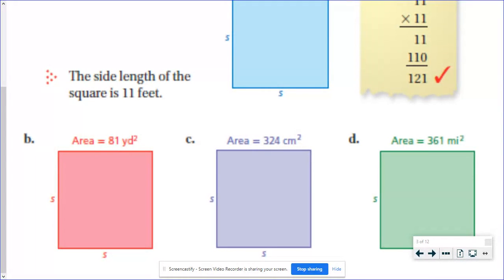Now, if I say that the area of this square is 81, the square root of 81 would give me that this side would be 9, this would be yards, and so would the bottom.